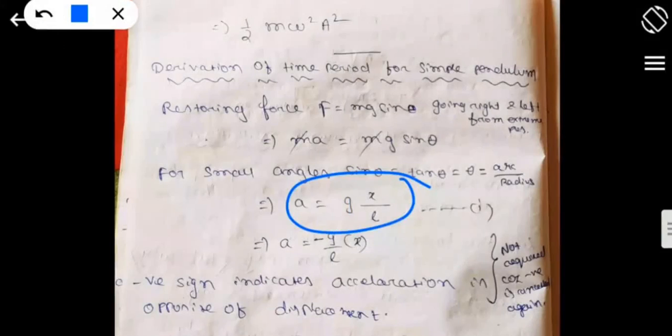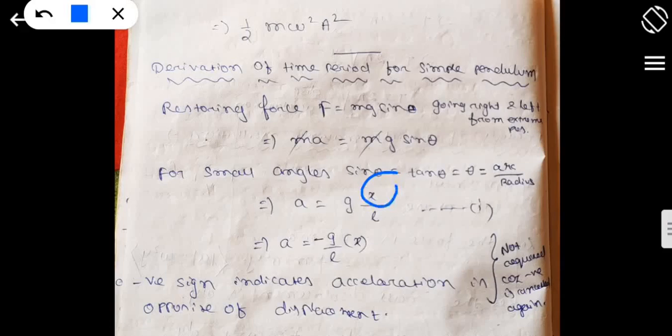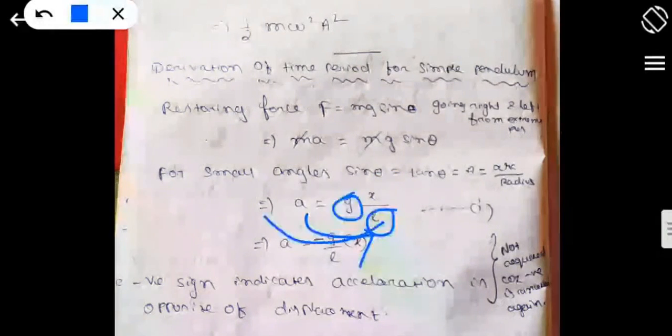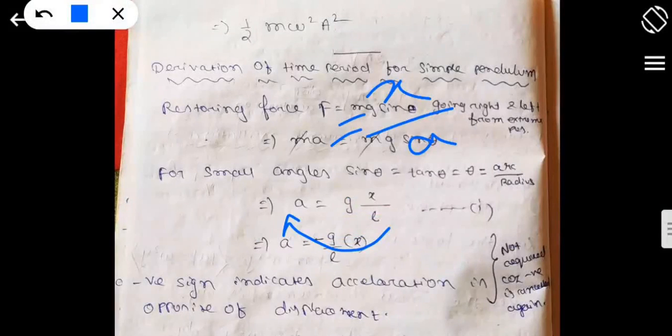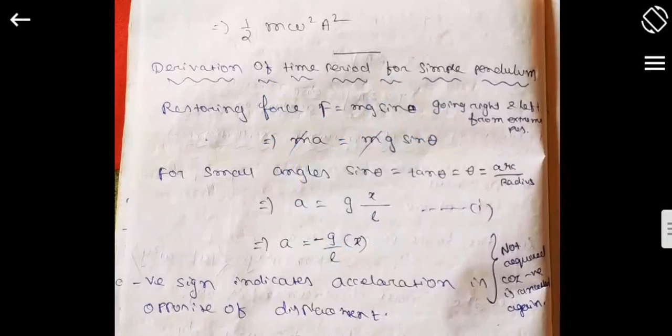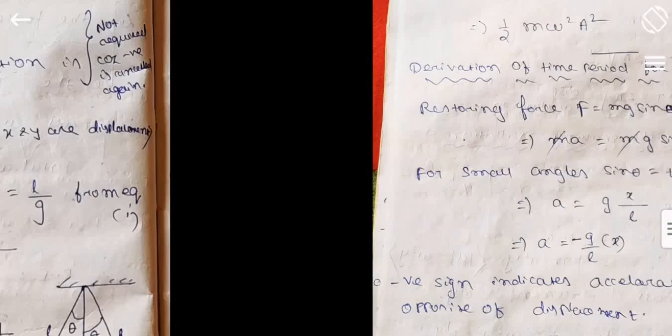If I take this a to this side, then x by a is equal to L by g. I want to find the equation in this manner, so I take this a to this side and L and g to the opposite side of the equation. Then L will go this side, and this g is going to be divided, that's why L upon g. So x by a is equal to L by g.